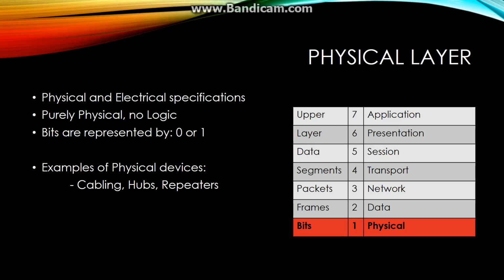The last layer is the physical layer, where physical and electrical specifications are described. This layer works purely on a physical level and does not think logically. It doesn't know the meaning of the bits that are being transmitted, it just knows that it needs to send them across the transmission medium, whether that be electrical, wireless, or light. Bits are represented by 0s and 1s, and it's up to the physical layer to represent that physically. Examples of this could be cabling, passive hubs, and repeaters.